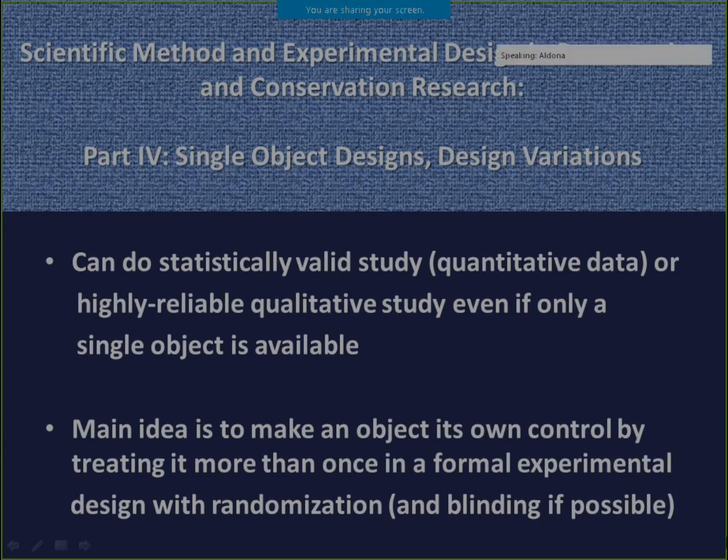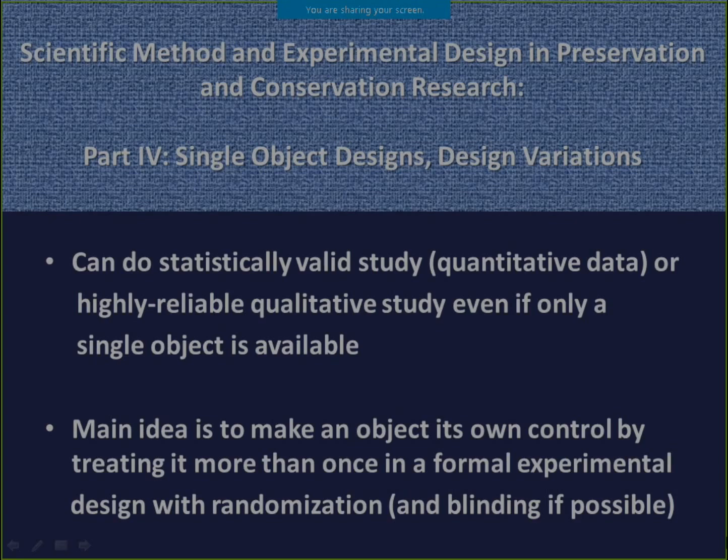We'll move on to the last part here, where we're looking first briefly at single object studies, and then at some variations in experimental designs. Well, replication is usually important to identify variability and to make sure that results of an experiment or study are generalizable to some sort of larger population.